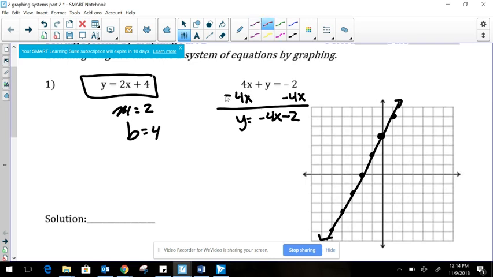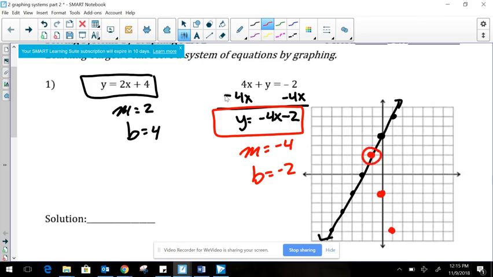Now my second line I will do in red here. So my y-intercept is negative 2. My slope, let me write that down, sorry, is negative 4. Good. So I have to go down 4, right 1. This is a decreasing line, so make sure your line is going down. Then I have to do the exact opposite. So I'll go up 4, left 1.